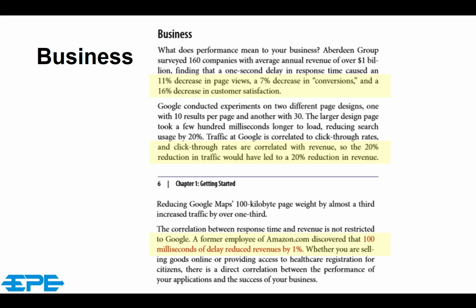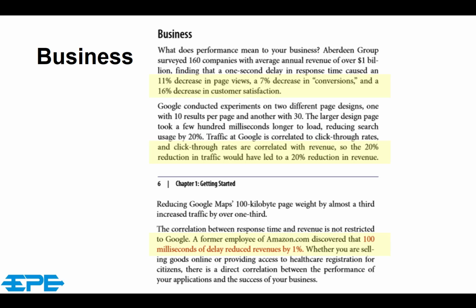All that being interesting. Also, Google, which does some interesting things internally when they're testing their applications, had done some things in production that showed that click-through rates are correlated with revenue, so that a 20% reduction in traffic would have led to a 20% reduction in revenue. So again, as we think about these items and think about how performance plays into your business, I think these are two very good data points to look at.